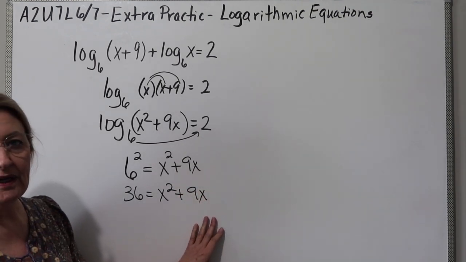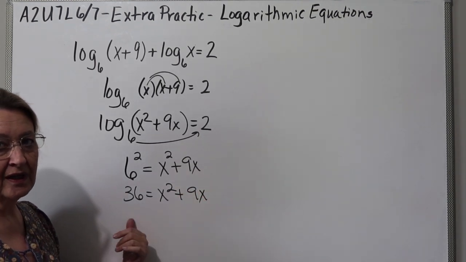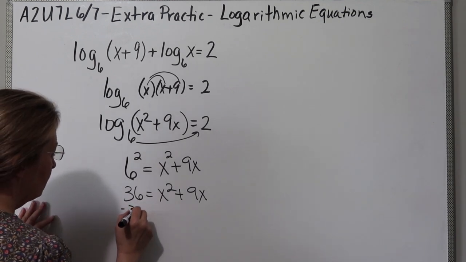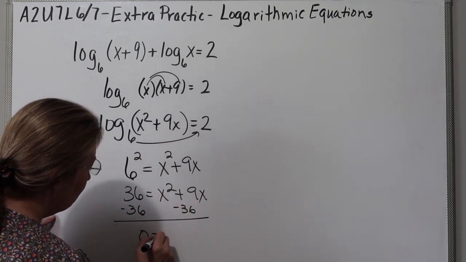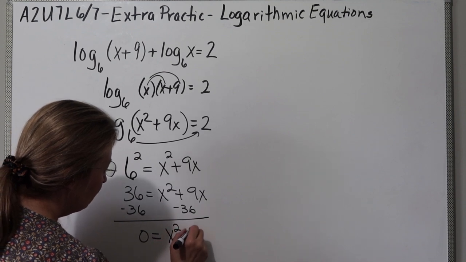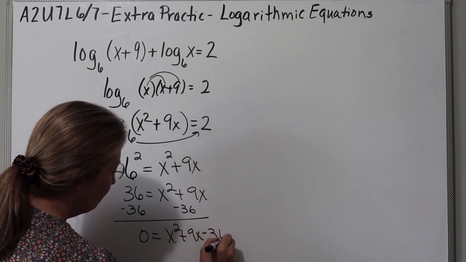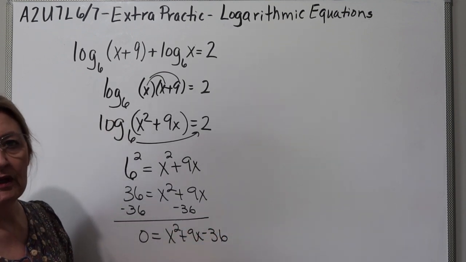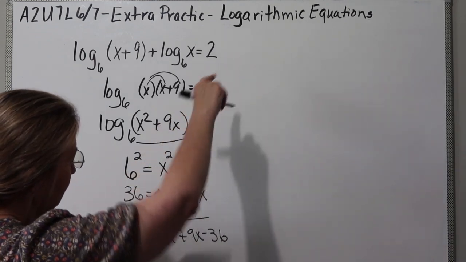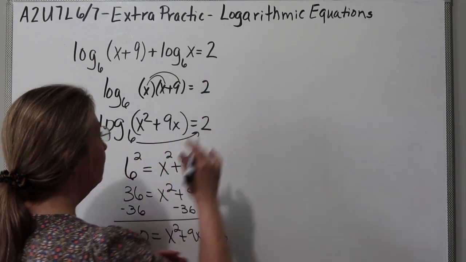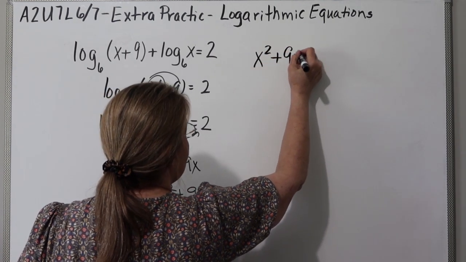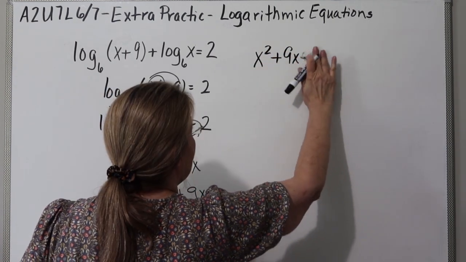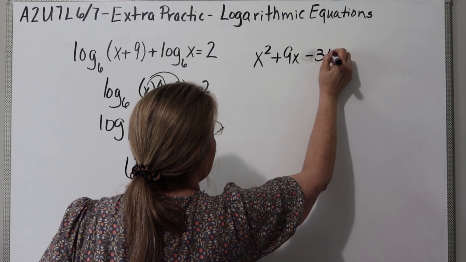Now I see a quadratic equation that has to be solved, so I need a 0 over here. Subtract 36 from each side. So I have 0 equals x squared plus 9x minus 36. Our old friend, the quadratic equation. So let me come up here where I got some more space, and I'm going to invert it just to solve it. Make sure I copy it right.